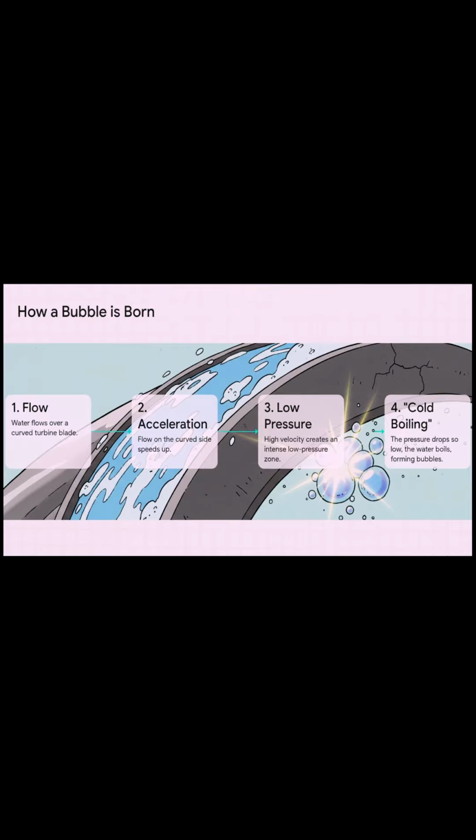Okay, so picture water flowing over a curved blade. The water that has to go over the top, curved part, has to travel a longer distance, so it speeds up. And here's a basic rule in fluid dynamics. The faster a fluid moves, the lower its pressure. If that water moves fast enough, the pressure can drop so low that the water just starts to boil right there, even if it's cold. And poof, you get these little pockets of vapor.